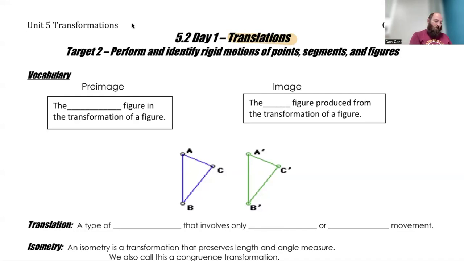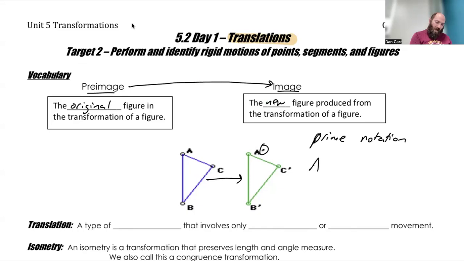vocab terms. Those are pre-image and image. When we discuss a pre-image, that is the original figure in the transformation of a figure, whereas the image is the new image. Okay. So the idea is when we do our transformations, we are always going from the pre-image to the image. So this one becomes this one. We also notate that with our primes here. This is called prime notation.